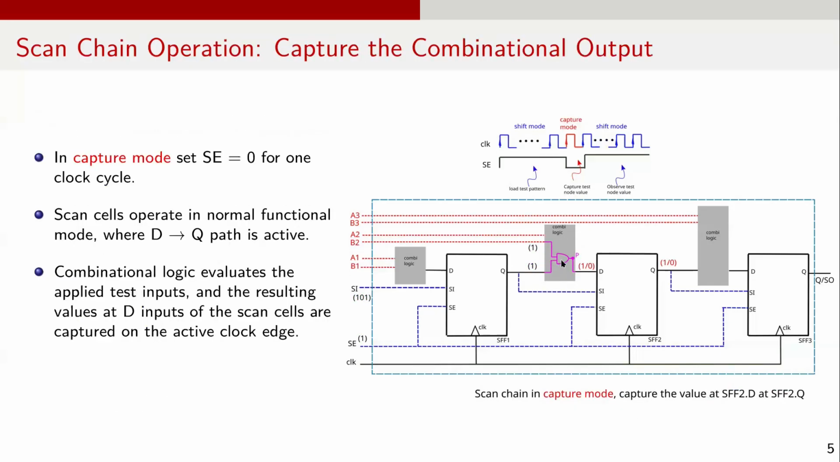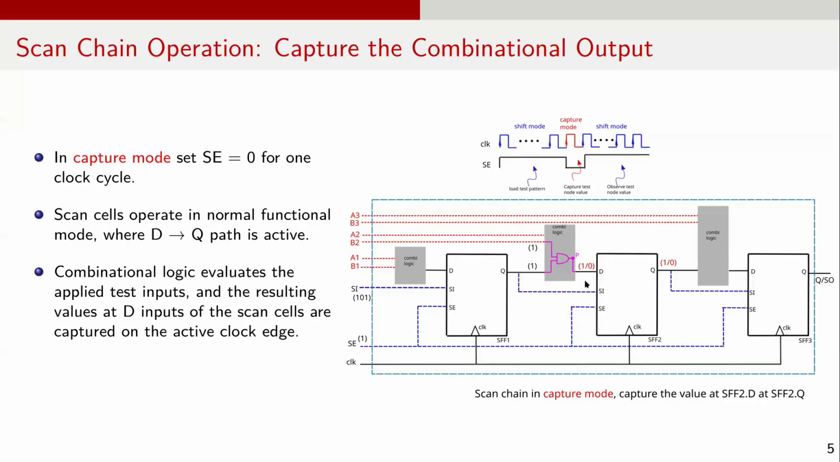After shifting the test pattern through the scan chain, we switch the scan chain to capture mode by setting scan enable port SE equal to 0. We set SE equal to 0 only for one clock cycle. In this capture mode, all the scan cells operate in normal functional mode, where the D to Q path is active. The combinational logic evaluates the applied test inputs, and the resulting values at the D input of the scan cells are captured on the active clock edge.